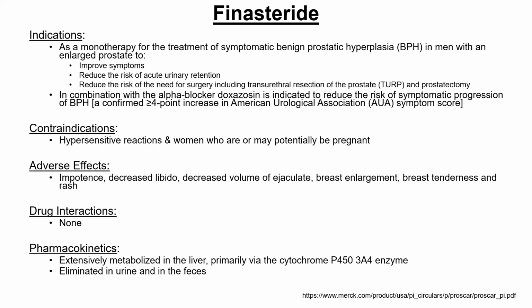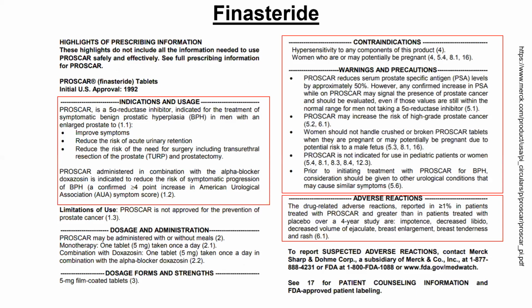As for adverse effects, the drug actually prevents conversion of testosterone to active compounds, so it might cause side effects like impotency, decreased libido, decreased volume of ejaculation, and others. Drug interaction: none are recommended by the FDA. It is extensively metabolized in the liver, primarily via cytochrome 3A4 enzyme. So again, you have to be careful with drug interactions and other drugs that you're taking along with this drug. That's pretty much what the FDA has out there for you to know about this drug.